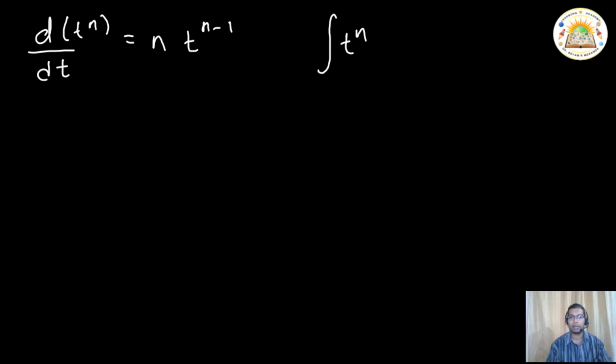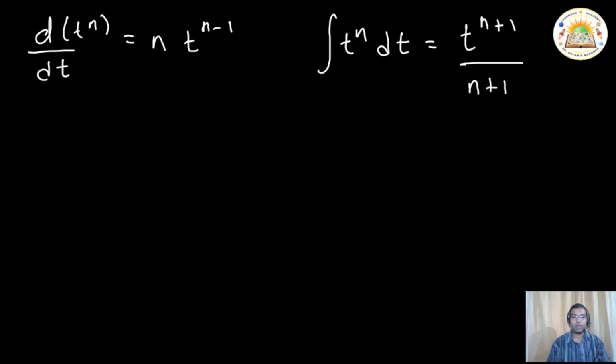d by dx or d by dt of t to the power n will be nothing but n t to the power n minus 1. And on the other hand, if I've got integral t power n dt, then this can be written as t to the power n plus 1 by n plus 1. So these are the only two formulas that we will be using for the calculus that is there. And as and when needed, we will look at other formulas that are there.